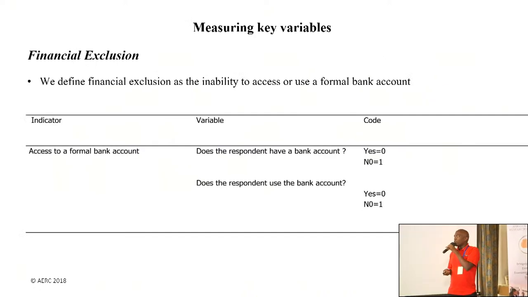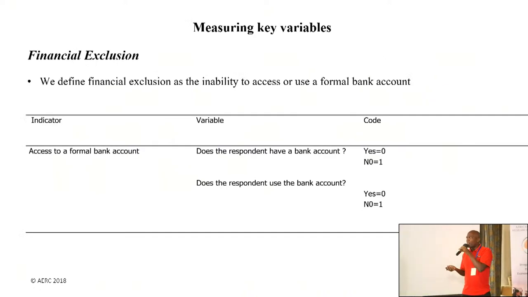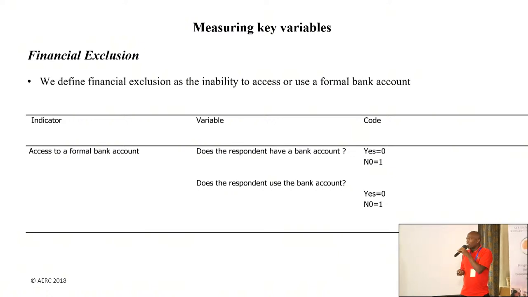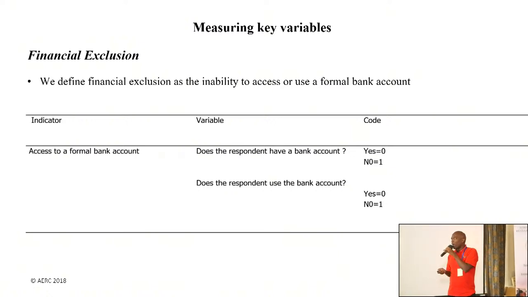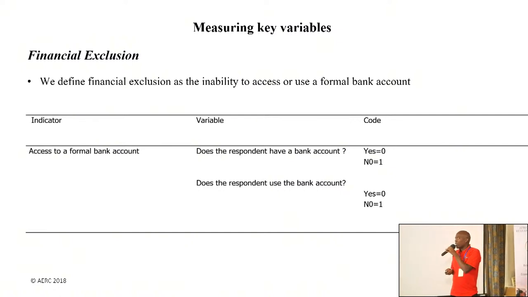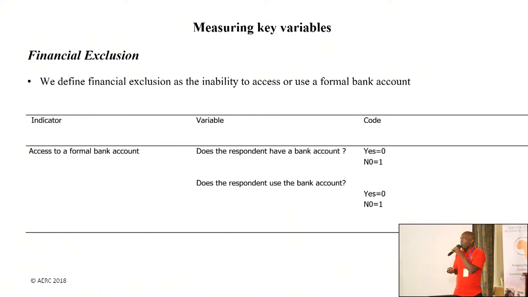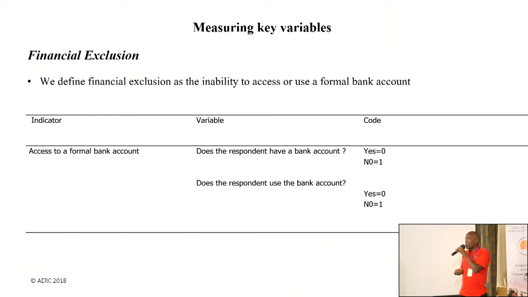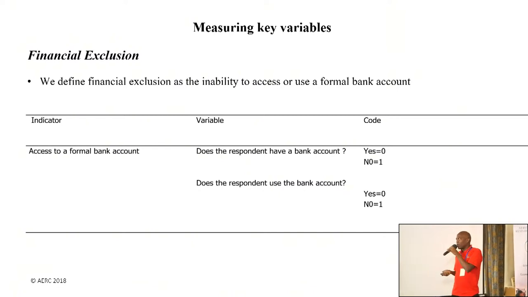So we go to the measurement of variables. Unfortunately, I haven't indicated all the variables here, but the key variable there is access to a formal bank account, which is an indicator of financial exclusion, so that if the respondent has no bank account, then it is zero, otherwise it's one. Does the respondent use a bank account, and so on.